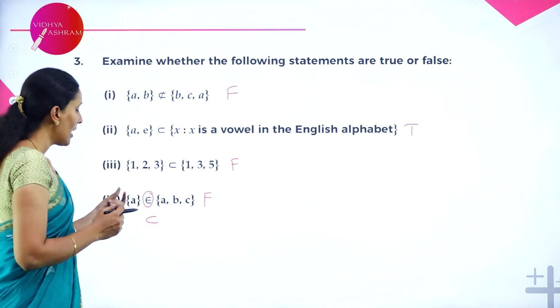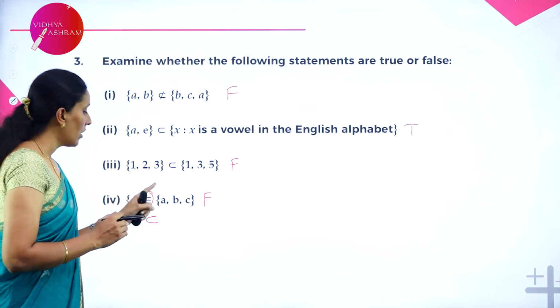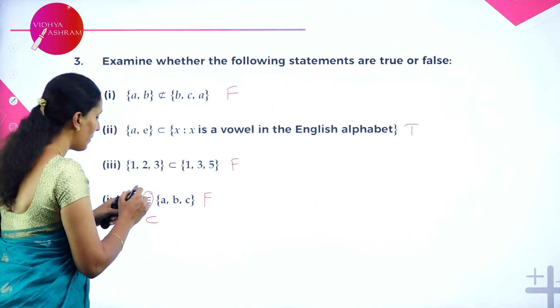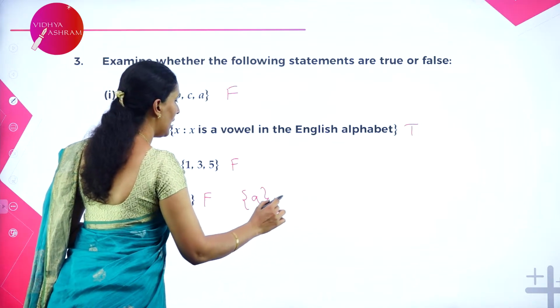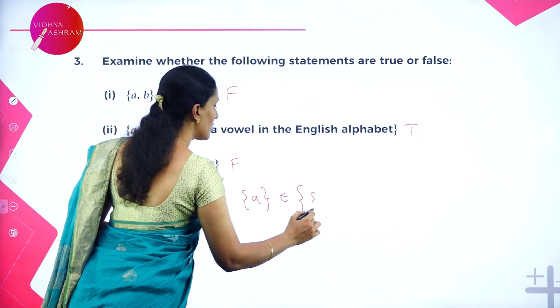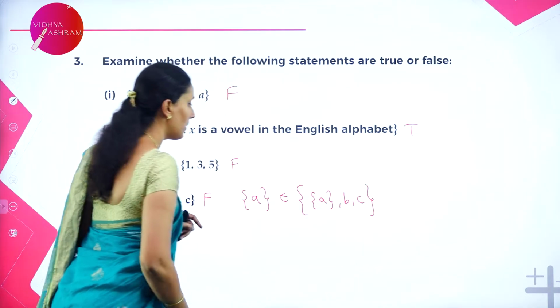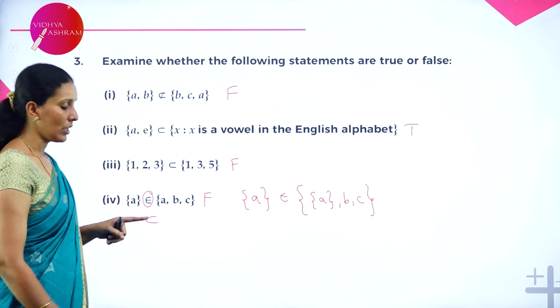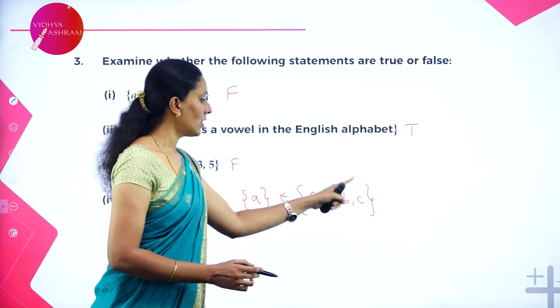We need to write it. You should consider here set A as an element. When I say set A as an element, this should be in this form, like element A belongs to the set {A, B, C}. So, this statement is true, this statement is false. Either it should be replaced with the subset symbol or it should be written in this form.